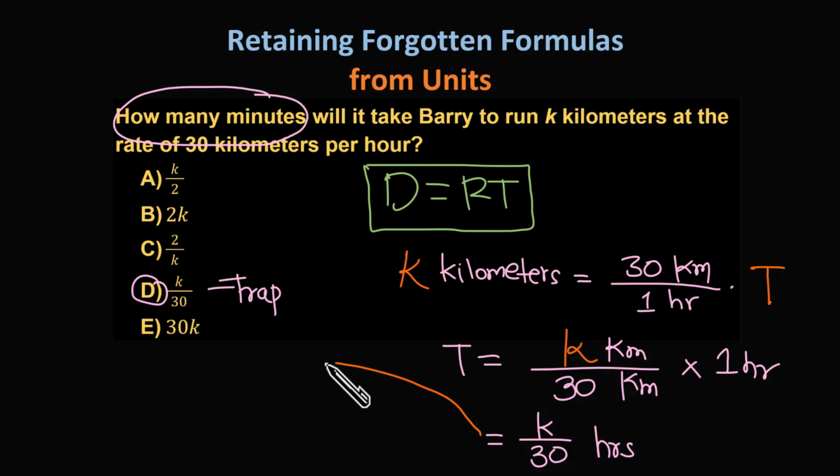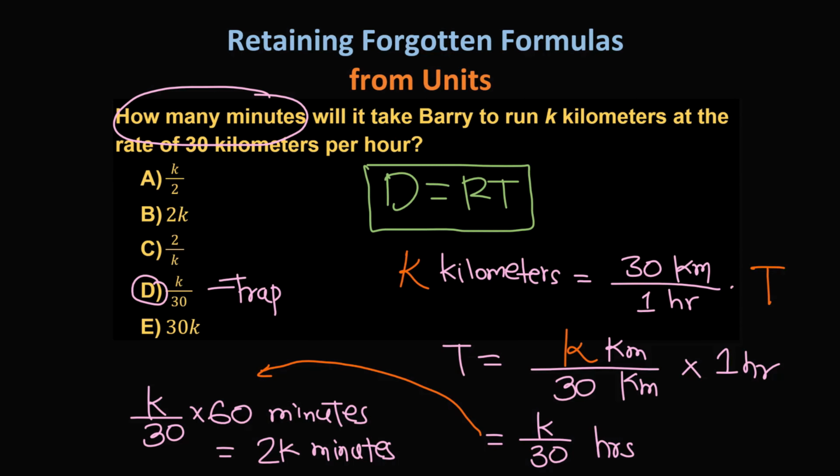Okay, to convert from hours to minutes, you can simply multiply by 60 because 1 hour is equal to 60 minutes. That gives you 2k minutes.